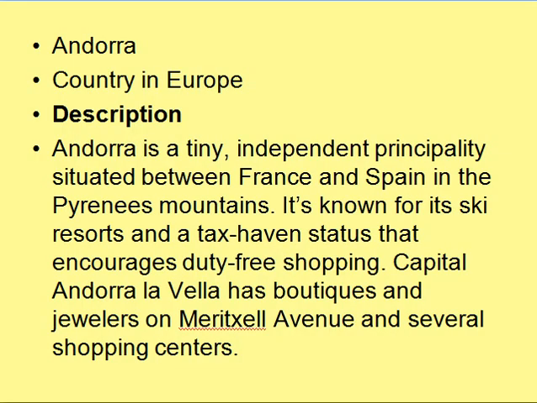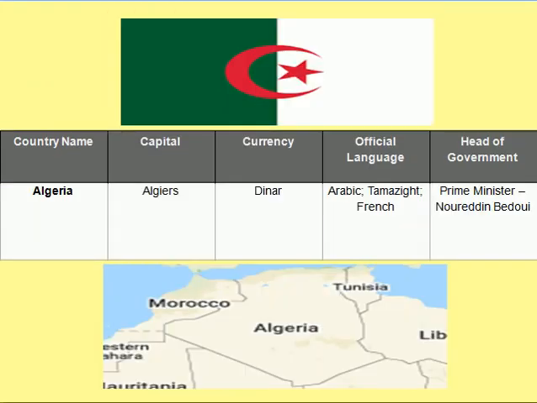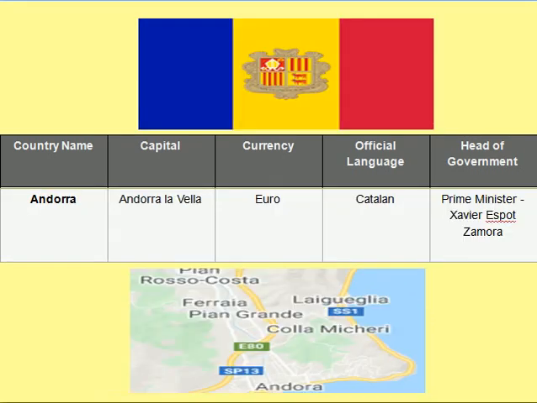Andorra again. It is Europe. Currency is euro. Official language Catalan. Prime Minister we already discussed, Xavier Espot. Now let us see the geographical location of this country on the world map.